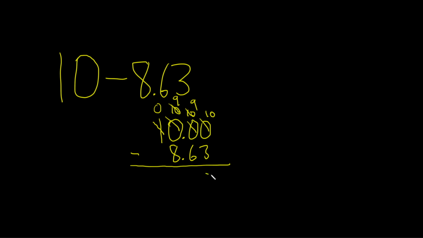10 minus 3 is 7. 9 minus 6 is 3. Bring down your decimal. 9 minus 8 is 1, and that would be the correct answer.